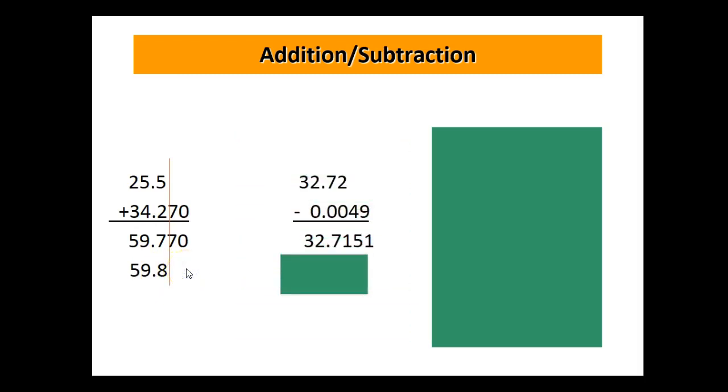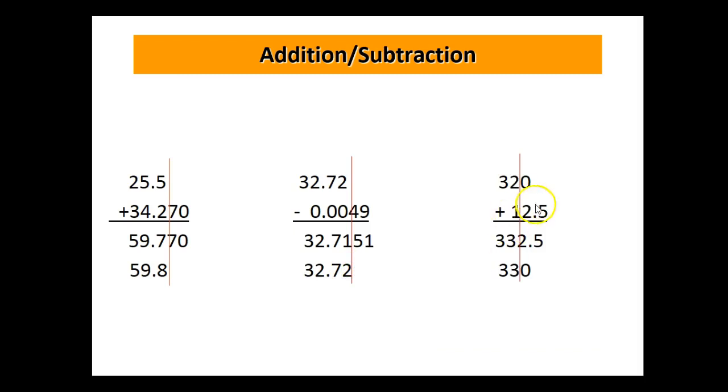59.8. For this one too, this one ends in the hundreds place. So we can't go past the hundreds. So even though we got this number, we're going to round it to the hundreds place. This one has no decimal place. It doesn't go to the tens or the hundreds. So our answer is going to end with no decimal point value.